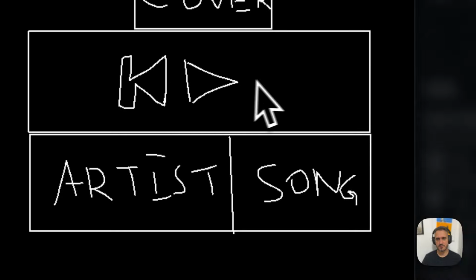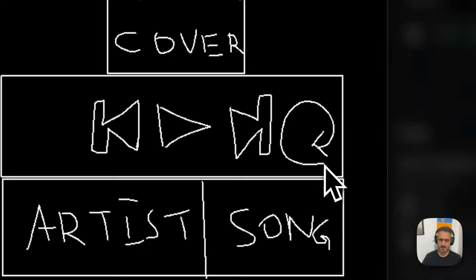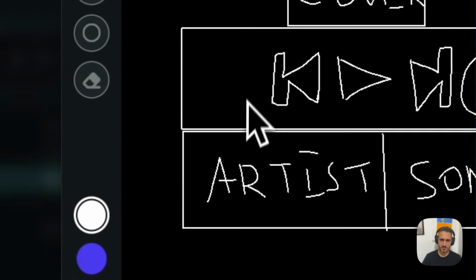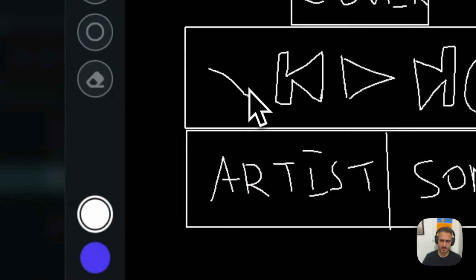So this will take you back. What about this one to go forward? Okay, great. And then we have one more button, which is a line to play like a loop. And we have a shuffle one. So we have this one, which is the shuffle one.